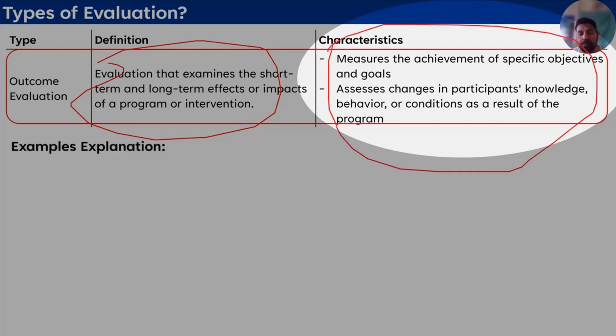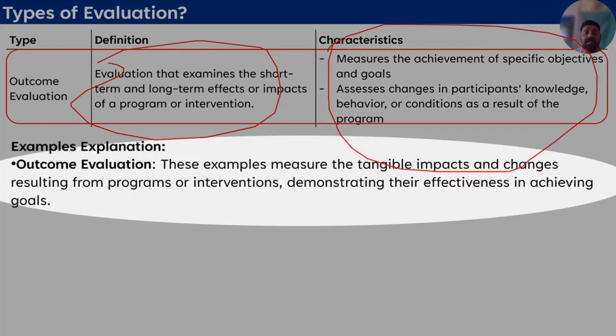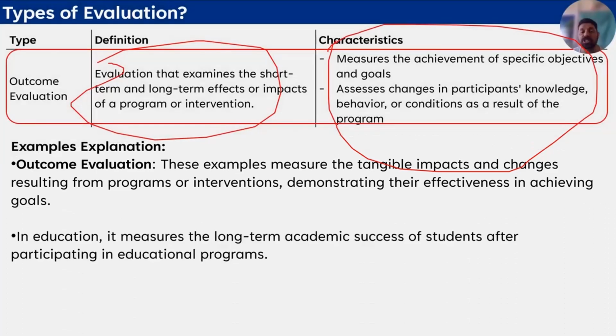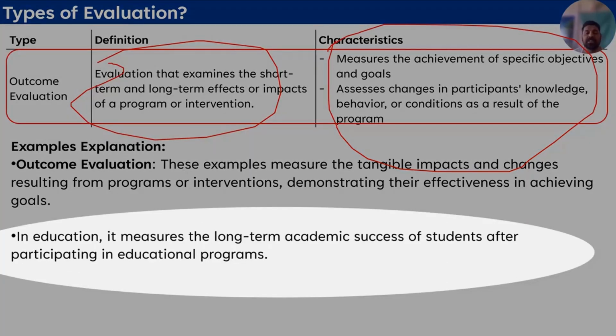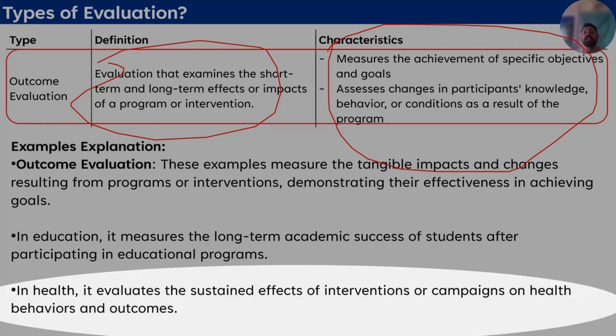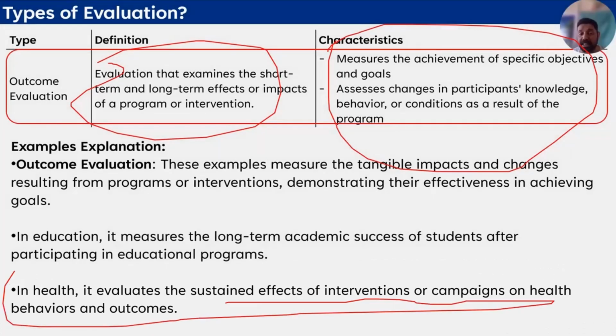Let me give you some examples. These examples measure the tangible impact and changes resulting from programs or intervention, demonstrating their effectiveness in achieving goals, long-term goals. Similarly, in education, it measures the long-term academic success of students after participating in educational programs. In health, it evaluates the sustained effects of intervention or campaigns on health behaviors and outcome. So these are some of the examples related to outcome evaluation.